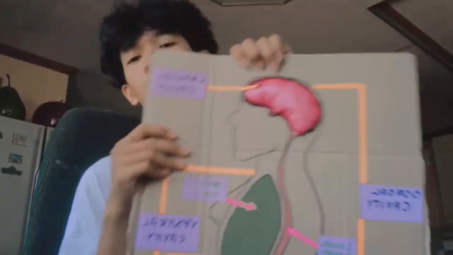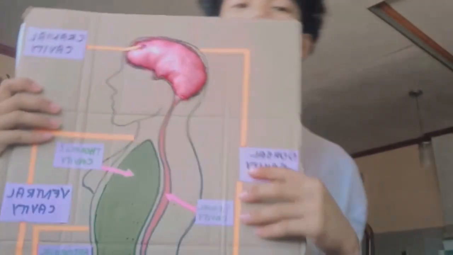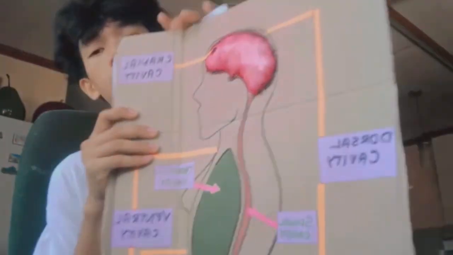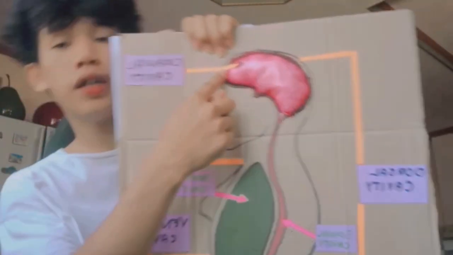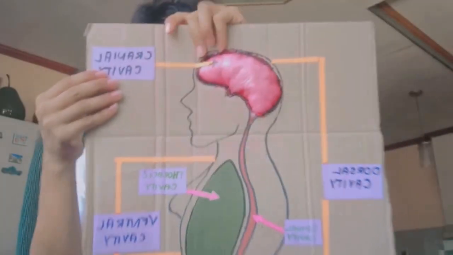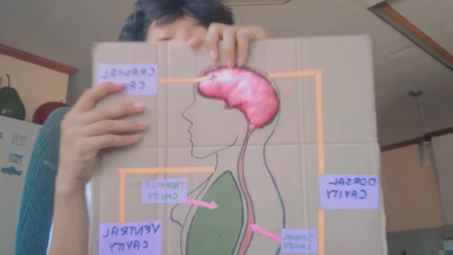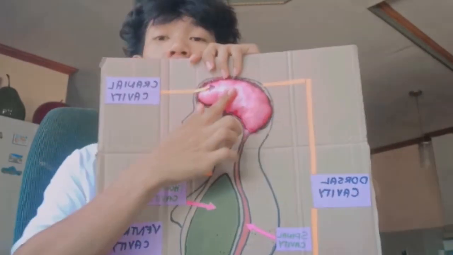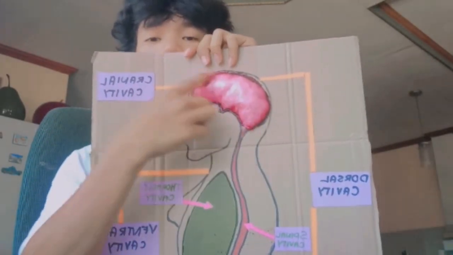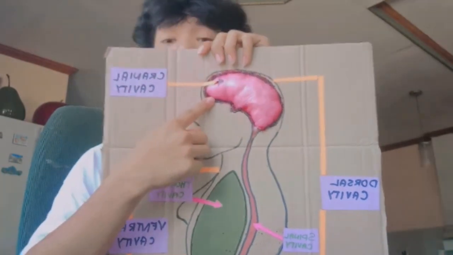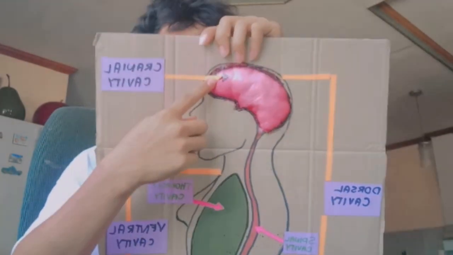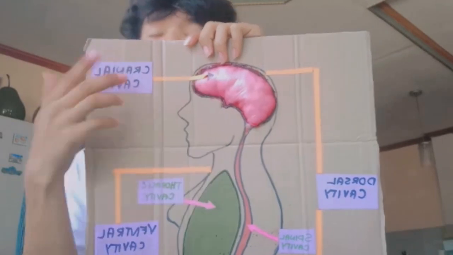Good day guys, so today I'm here to discuss the body cavity. So let's start. As you can see, this is the example of the cranial cavity. As you can see here, this portion here called the cranial cavity. Cranial cavity, it is the anterior portion of the dorsal cavity consisting the space inside the skull. This cavity contains the brain and the meninges of the brain and the cerebrospinal fluid of the brain.